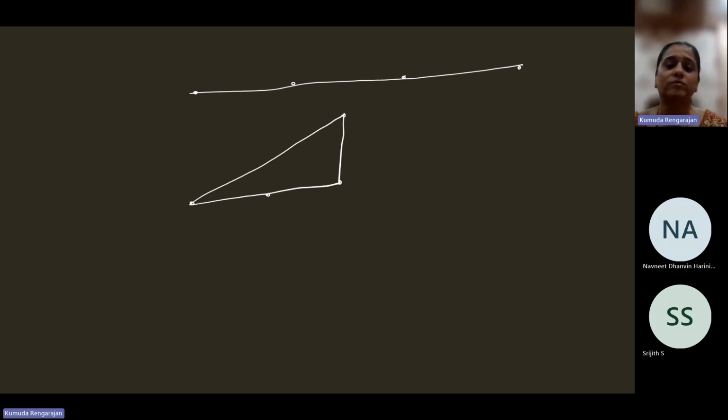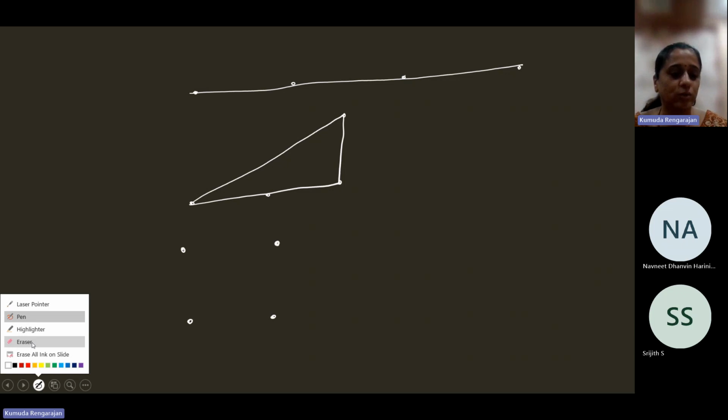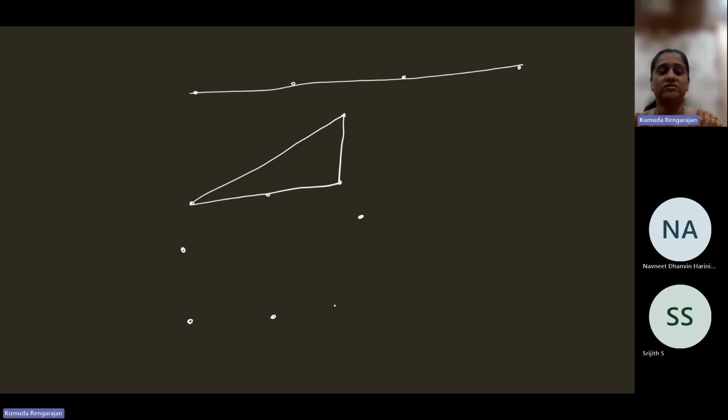No quadrilateral is formed. So now we take points in such a way that no 3 points are collinear. See here, 3 points are not collinear. 2 points can always be connected by a straight line. No 3 points must be collinear. That's the arrangement we have taken here.